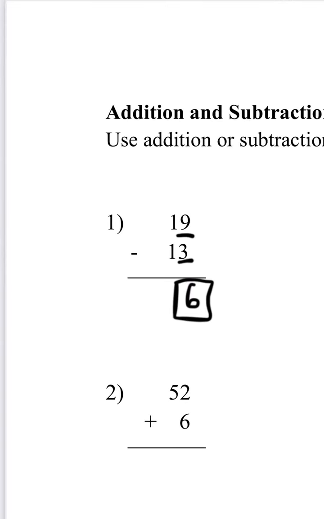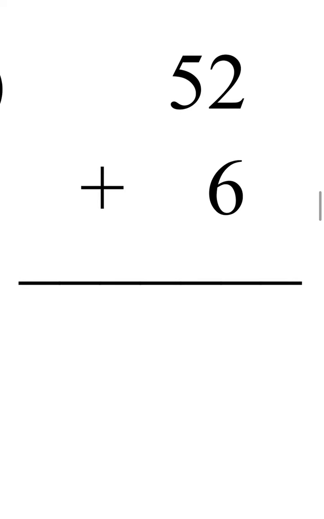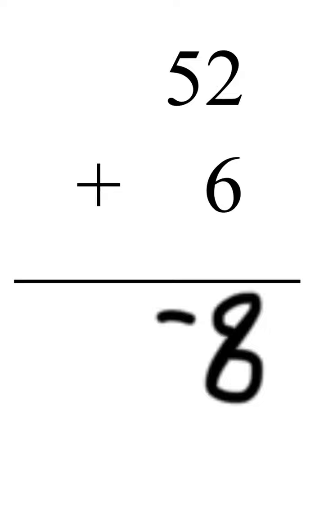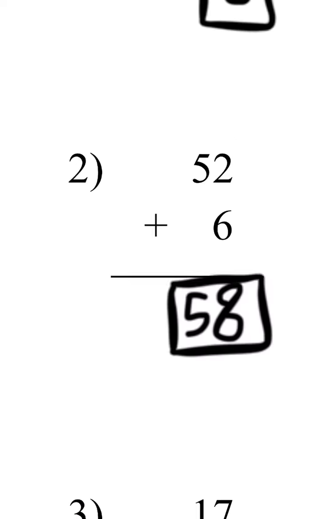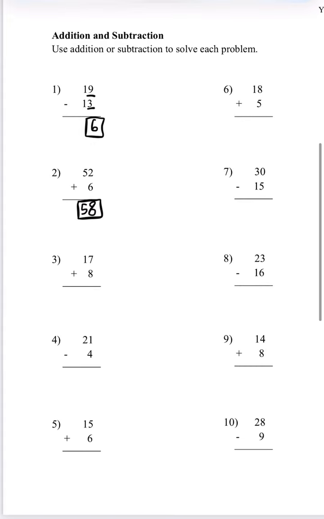Let's look at number 2. For number 2, we have addition this time, but we also have to add the numbers that are on the ones place and then move on to the tens place again. So 2 plus 6 is 8, and 5 plus 0 is 5. Therefore, 58 is the answer for number 2. Let's move on to number 5.